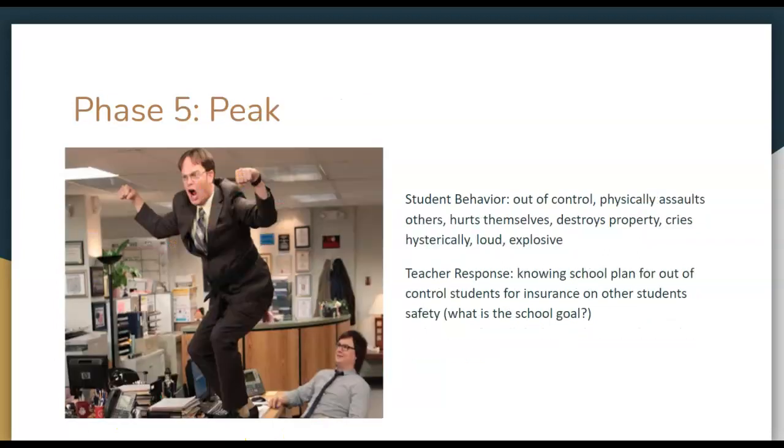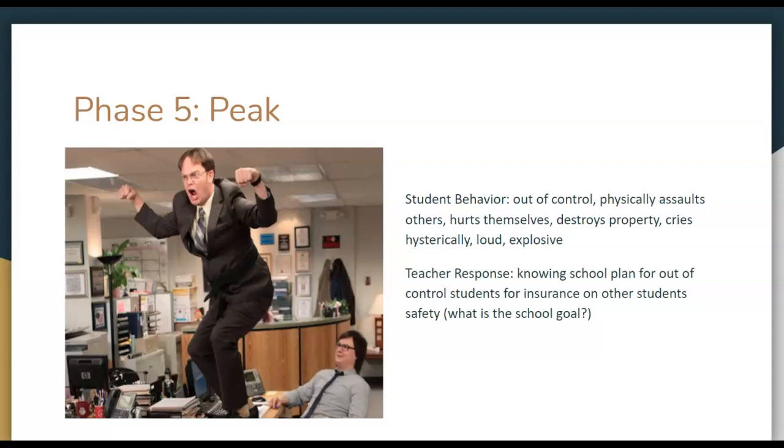In phase 5, we have the peak, and the student behavior is out of control: physically assaults others, hurts themselves, destroys property, cries hysterically. They are very loud and explosive. I've seen this before, and I've worked with various ages, and the one age that comes to mind is toddlers. At 2 years old, they can get upset fairly easily. So I've seen all of these behaviors unravel, and as they peak, the teacher responds knowing the school plan for out of control students, for insurance of other students' safety.